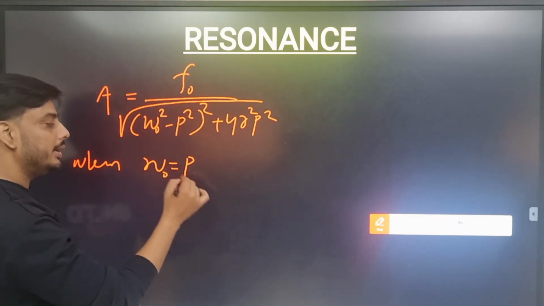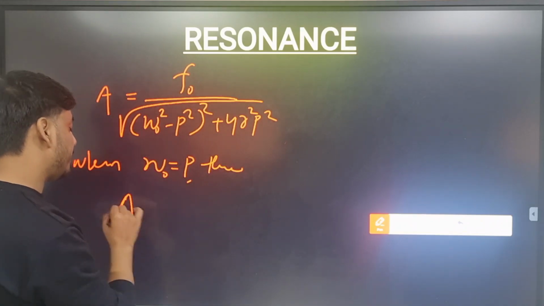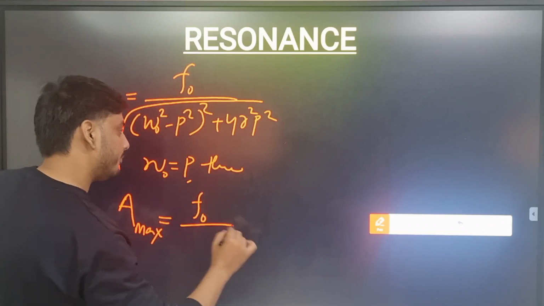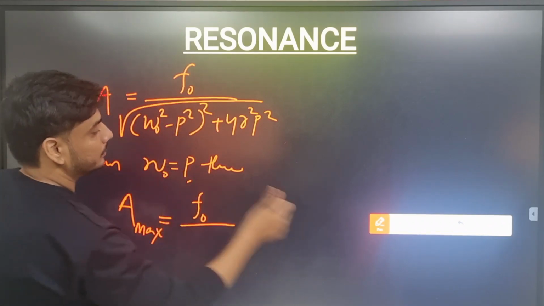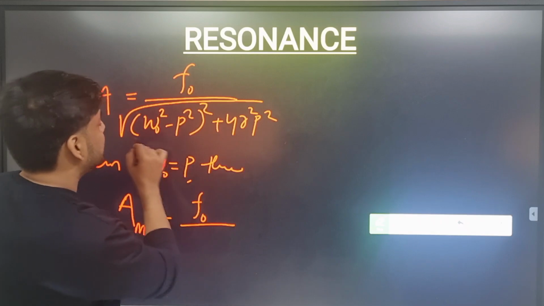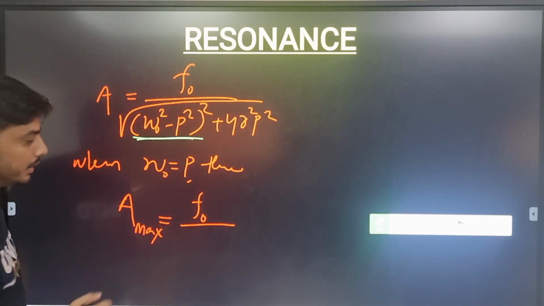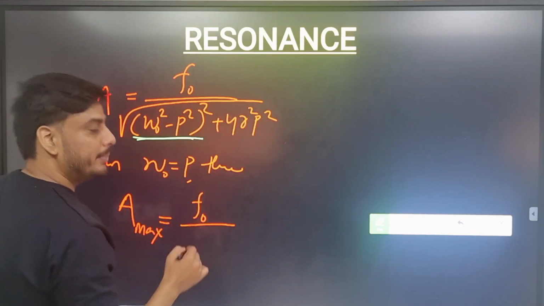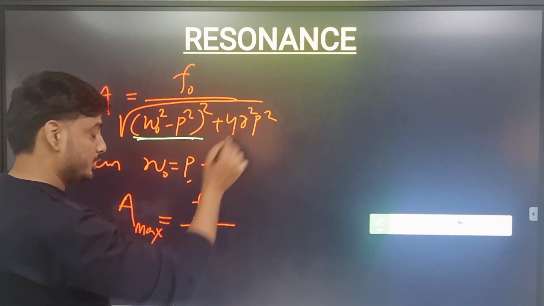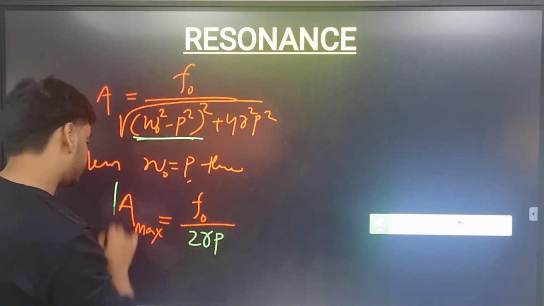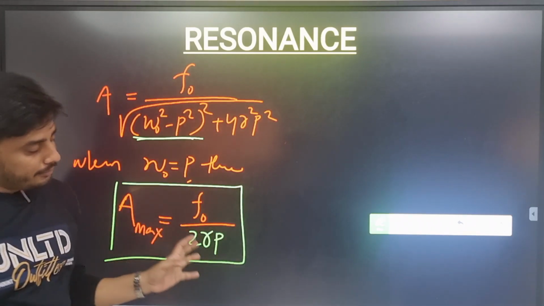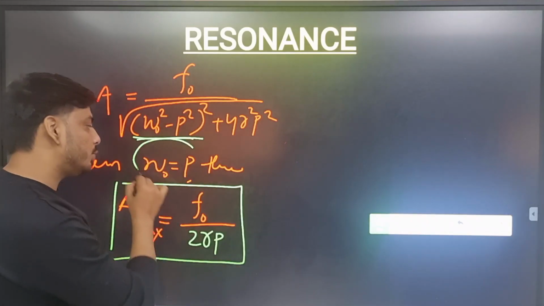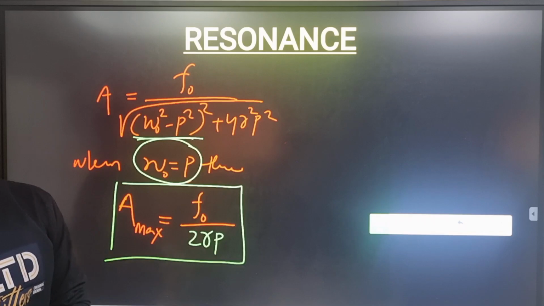So when omega naught equals P, then we get A max, that is the maximum value. So what will be A max? A max will be F naught divided by, as this part will be 0 because omega naught is equal to P. So omega naught square minus P square will be 0. Then we get only the square root of 4R square P square, and its square root will be 2RP. So this is the expression for maximum amplitude. At the resonance condition, when omega naught equals P, we get this expression for amplitude.